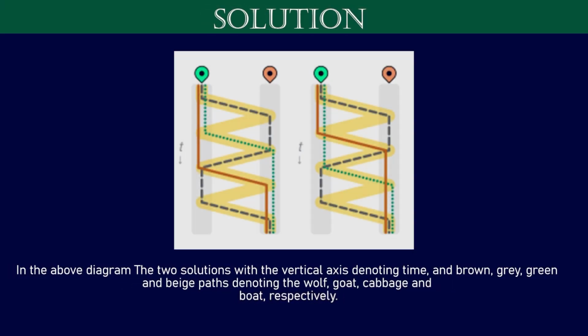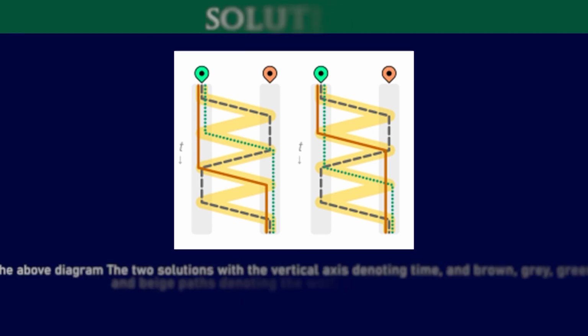In the above diagram, the two solutions are shown, with the vertical axis denoting time and brown, grey, green and blue paths denoting the wolf, goat, cabbage and boat respectively. The first step that must be taken is to let the goat go across the river, as any other action will result in the goat or the cabbage being eaten.